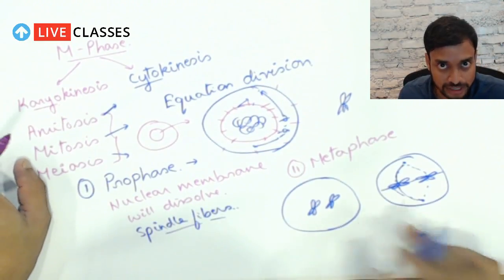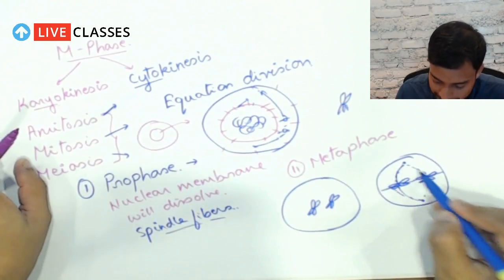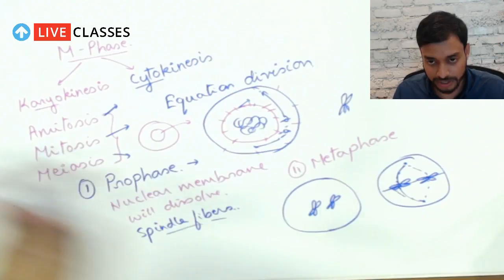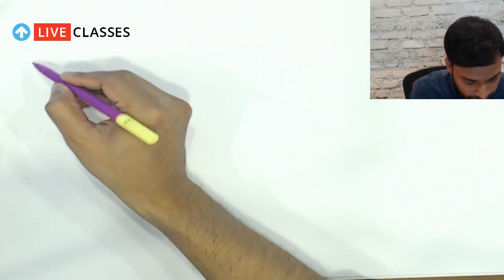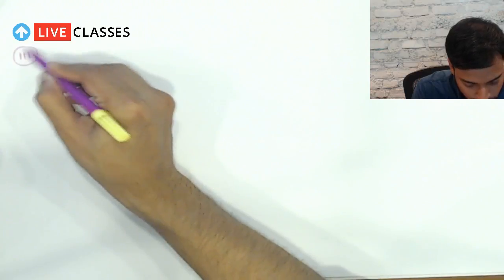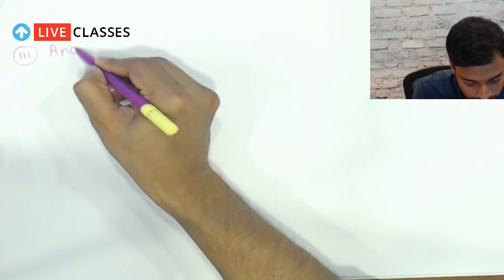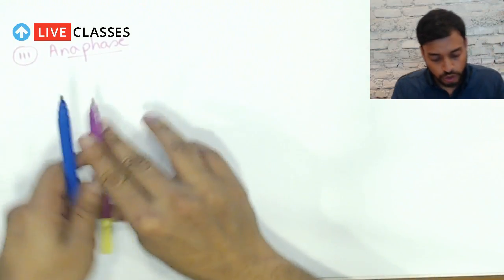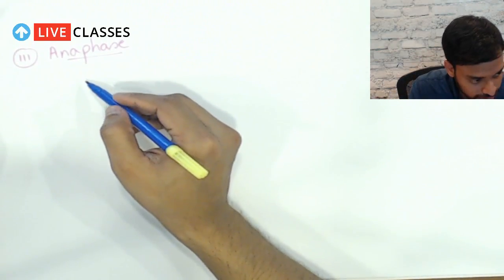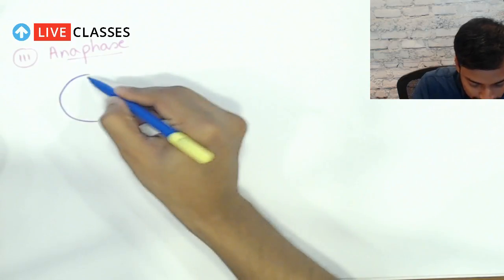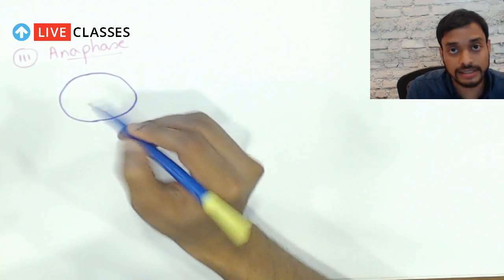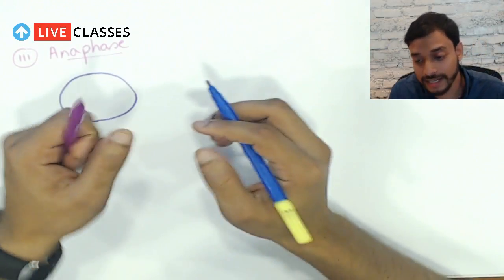Can we move on to the next stage? So keep in mind this stage. So let's move on to the next phase. Prophase, metaphase. Now let's talk about the third phase. What is that? Third one. It's called anaphase. So what was there? We had the cell and we had the chromosomes which were aligned at the center.